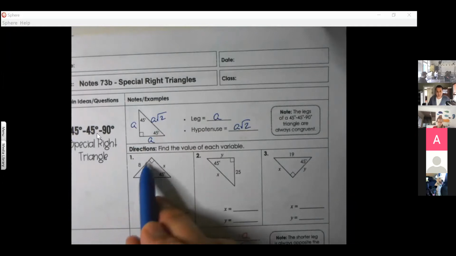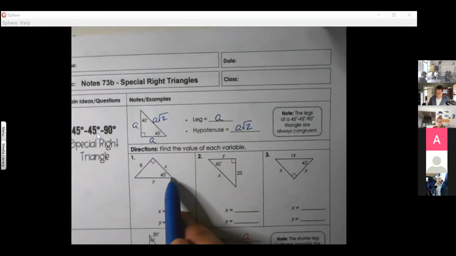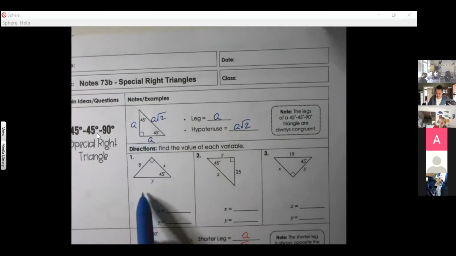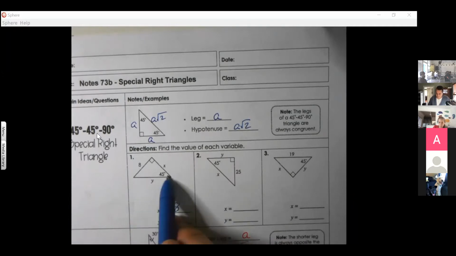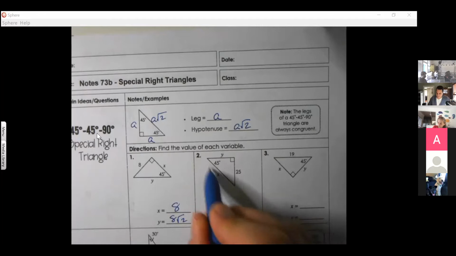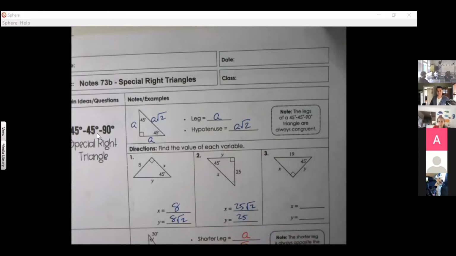So here's an example. One side is 8. How big is x going to have to be? It's got to be isosceles, right? These two angles are the same, so these two sides are the same. So x is 8, good. And then this one down here is just going to be sticking a root 2 on it, 8 root 2. This one's 25, y then has to be 25, and x has to be 25 root 2. Okay, just following the pattern, aren't we?